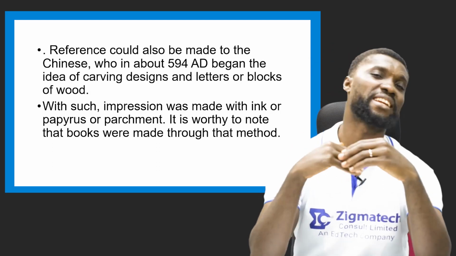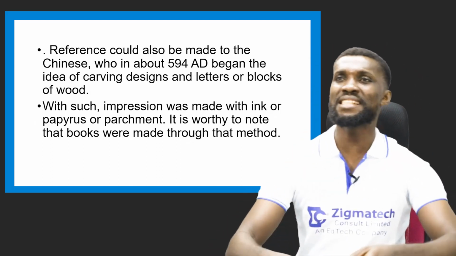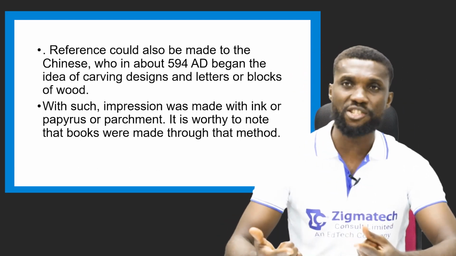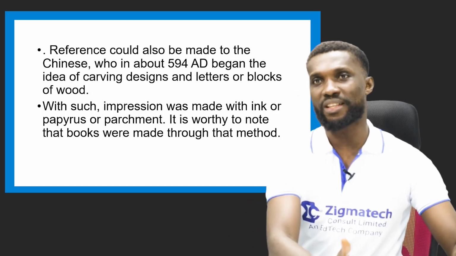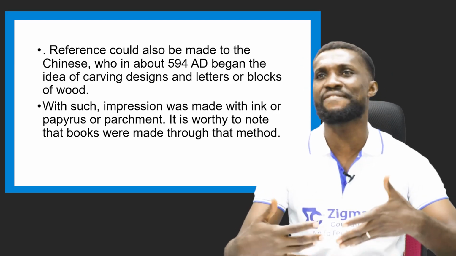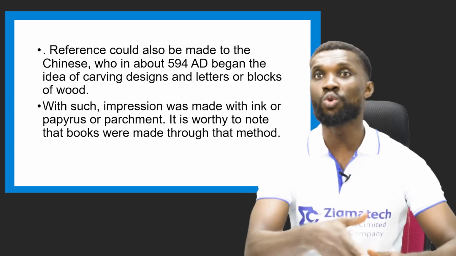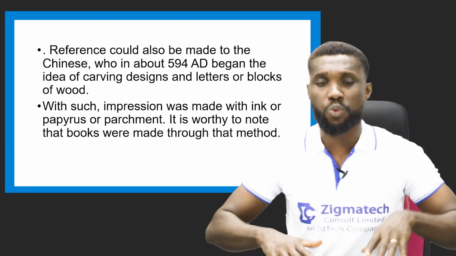So from there, it crescented into what we're having now. Such impressions were made with ink and papyrus on what? Parchment. Now, what am I trying to say here? Before the invention of the first printing machine by Johannes Gutenberg, the Chinese started carving fonts on wood and on stones, and then they would apply color on it. And there's what we call the papyrus.